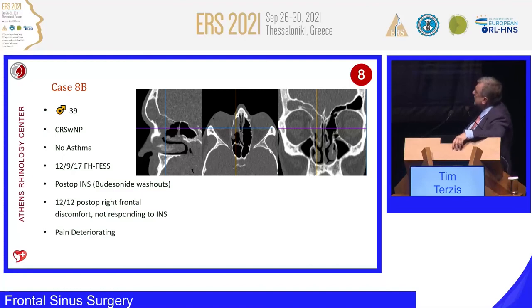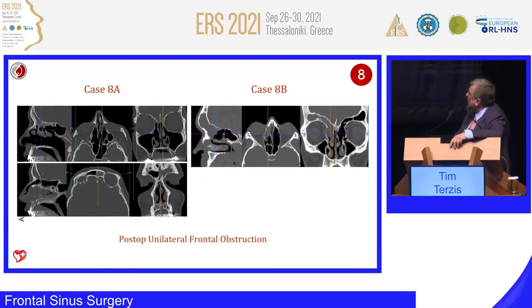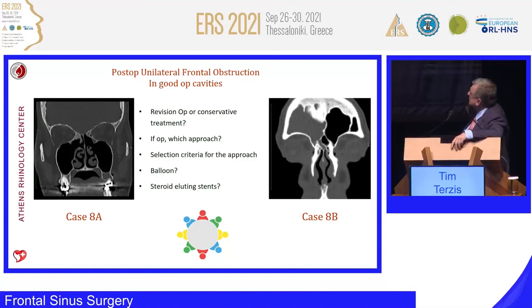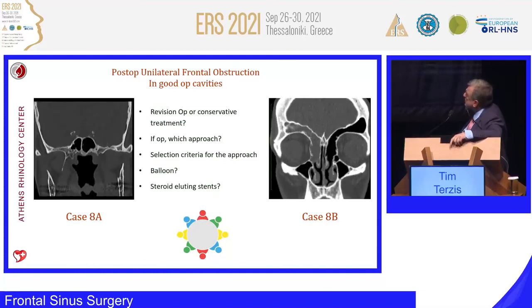This is a man, 39, a similar case, an operation. You can see that it was radical enough, in my experience, and postoperatively we did budesonide washouts, as we do in most polyp patients, and he came back 1 year after the operation with an obstructed right sinus. So these are the cases. How would you treat these patients?